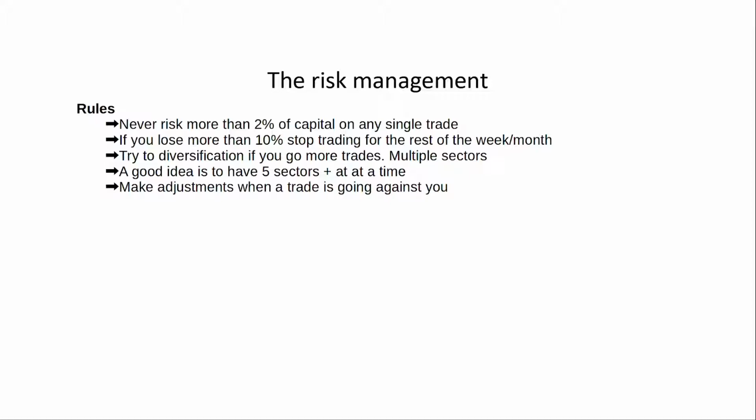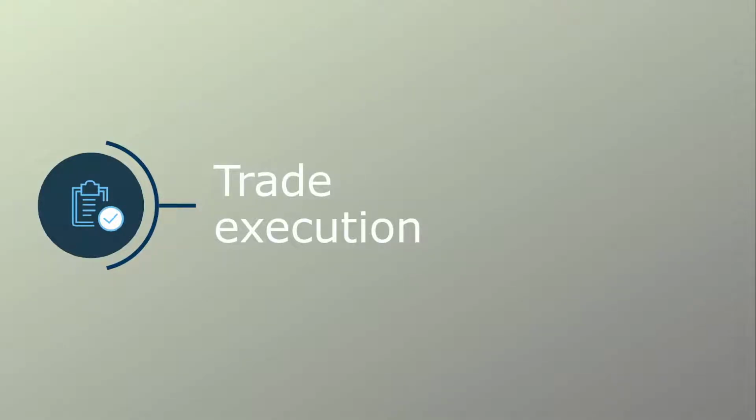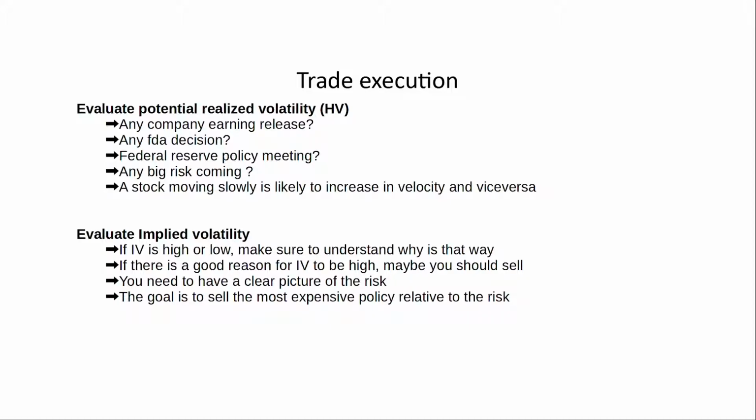But this part is mostly if you are going to trade monthly or maybe weekly, monthly or higher type of options. The trade execution. For this, first we will always have to calculate the implied volatility and take a look at the realized volatility. Are there any company earnings releases if you are going to trade an asset? Any new FDA decision? Any new Federal Reserve decision or meeting, like for example, which is going to happen now or has happened in the past with the interest rates? Any big risk coming, like for example, the war in Russia with Ukraine?